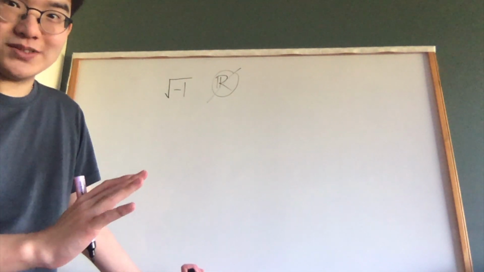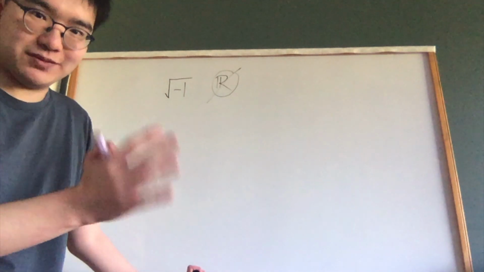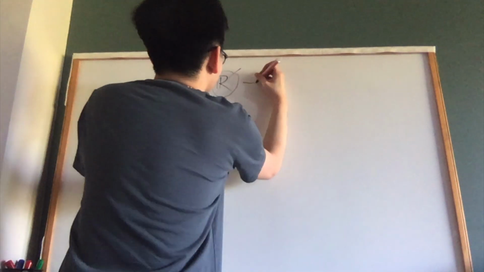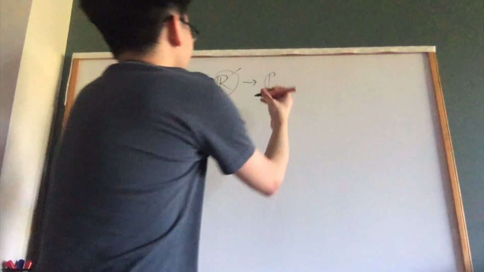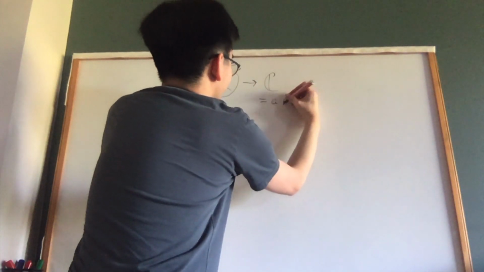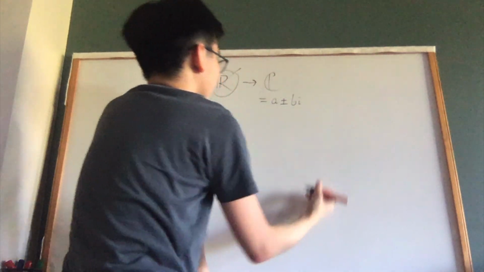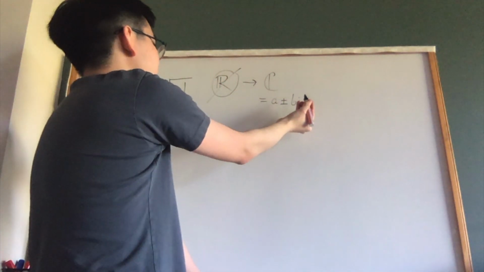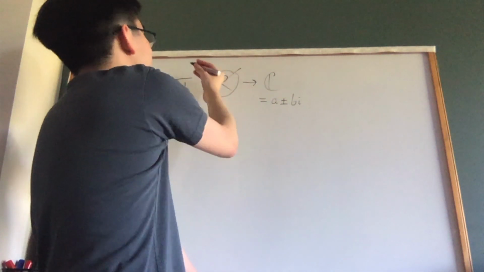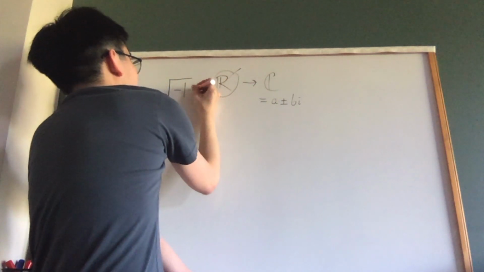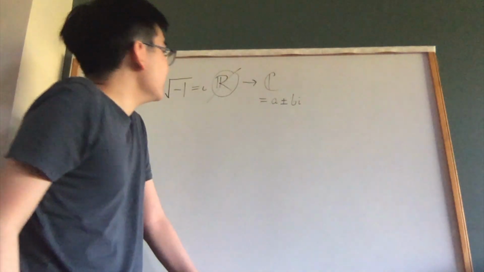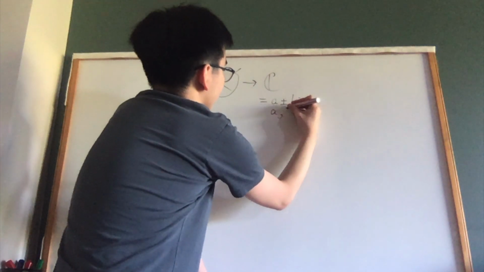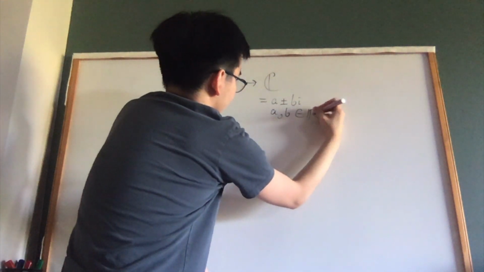our realm of numbers into a bigger domain of numbers called the complex numbers, which are represented like thus. Basically any number a plus or minus bi. i is the imaginary unit, the imaginary number, which is defined as the square root of -1 equals i. And a and b here are real numbers.